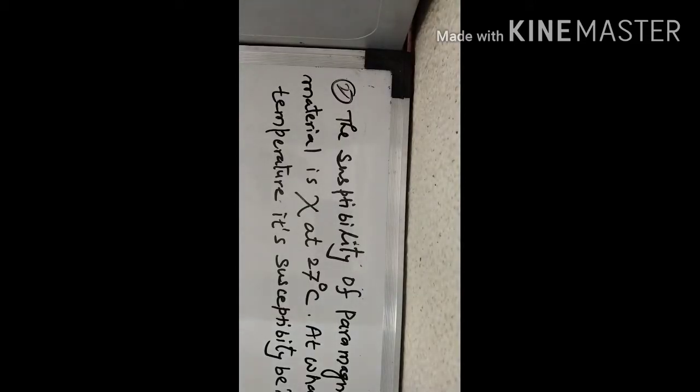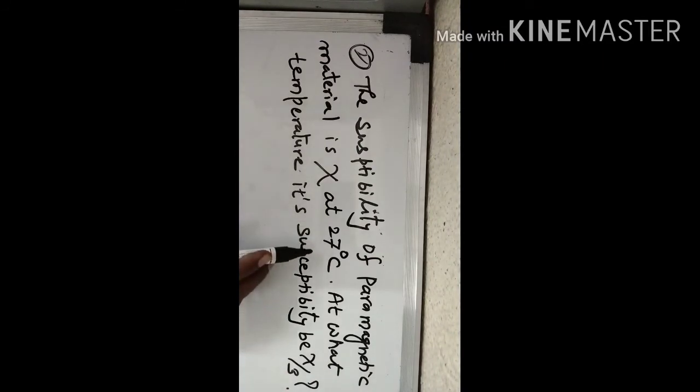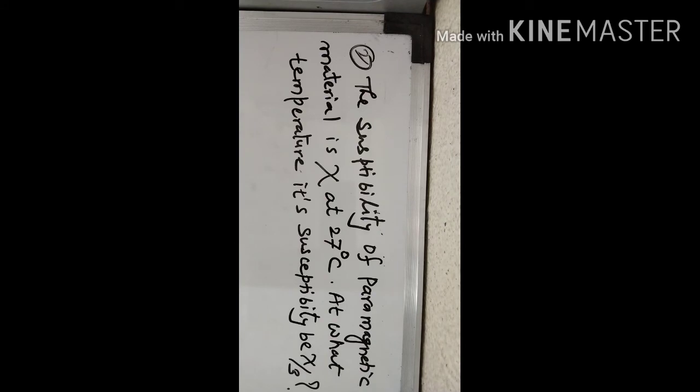Now the second problem. The susceptibility of a paramagnetic material is chi at 27 degrees Celsius. At what temperature will the susceptibility be chi by 3? This is in the case of paramagnetism. Now in paramagnetism we know the formula: chi is equal to C into mu naught upon T.